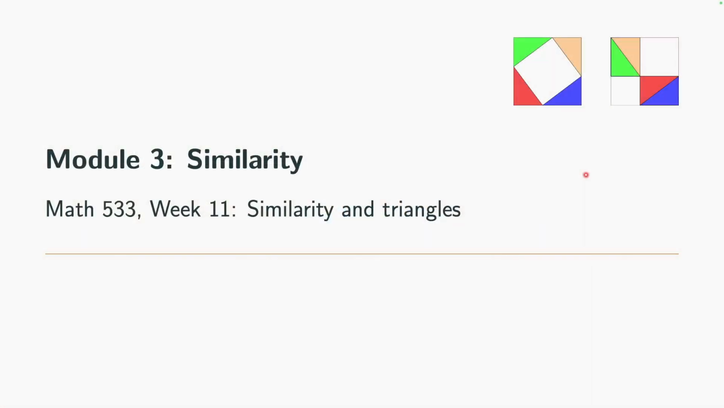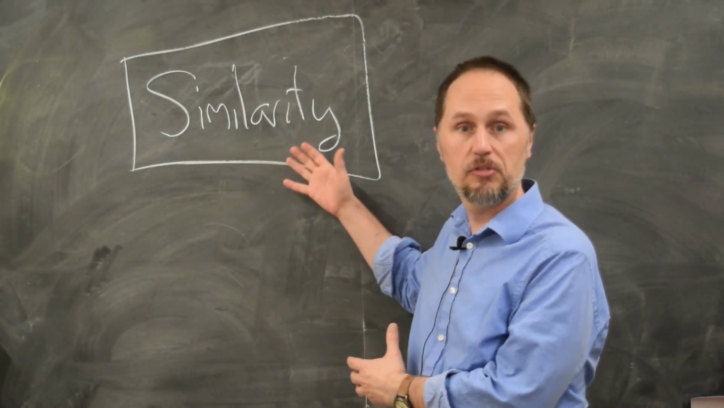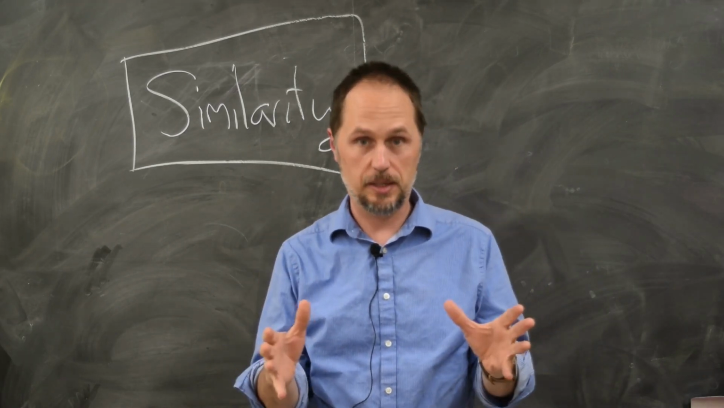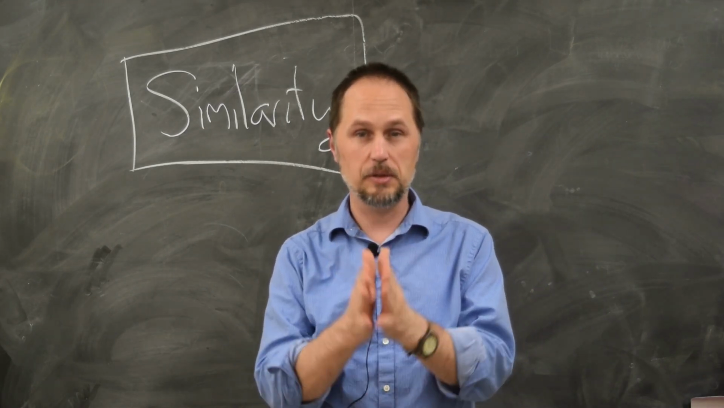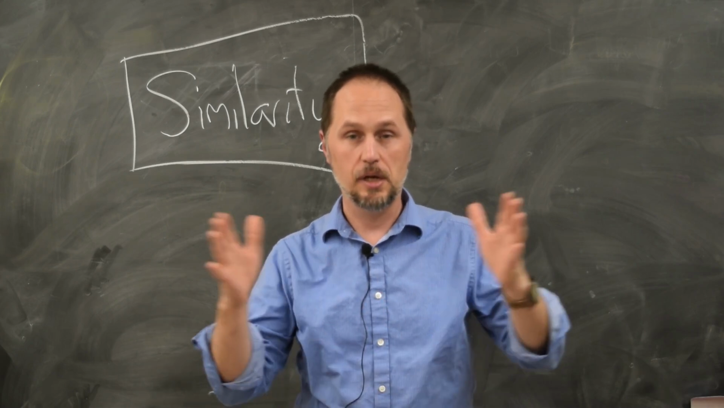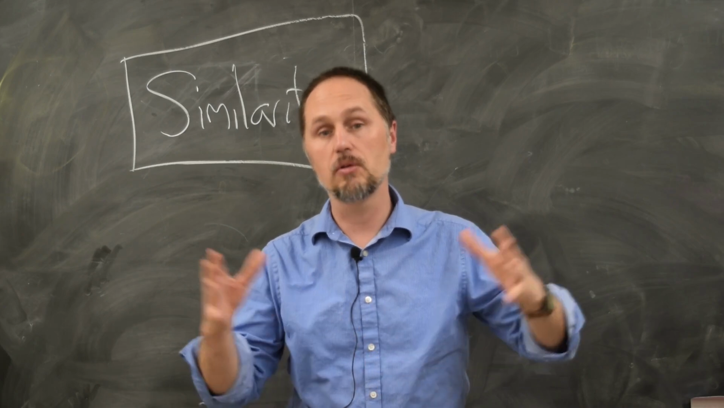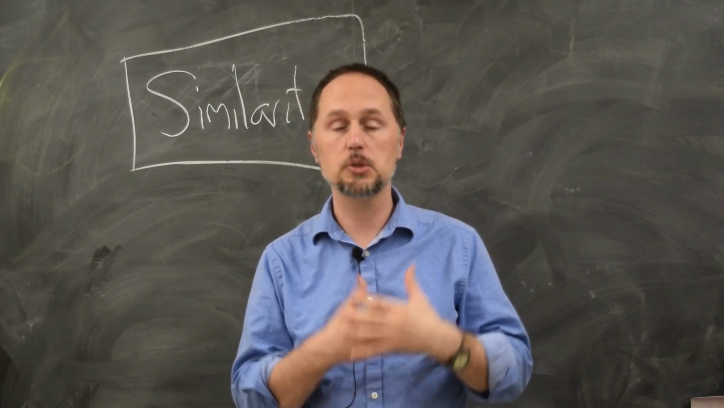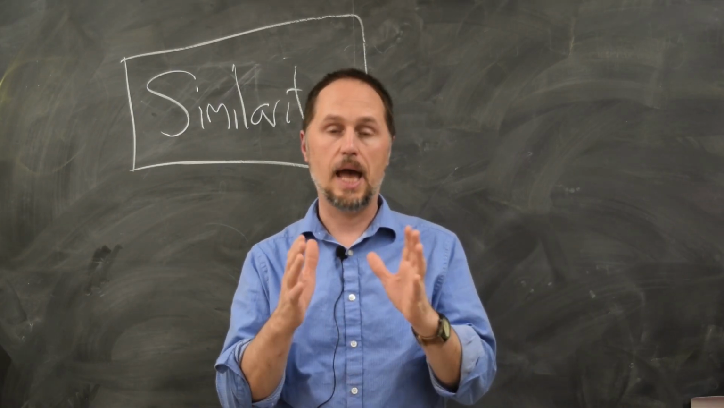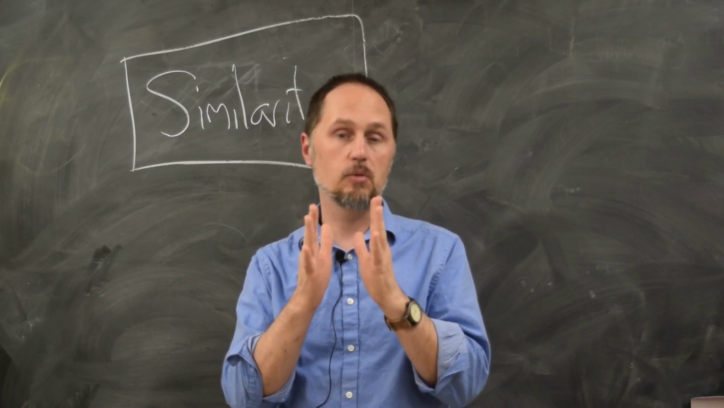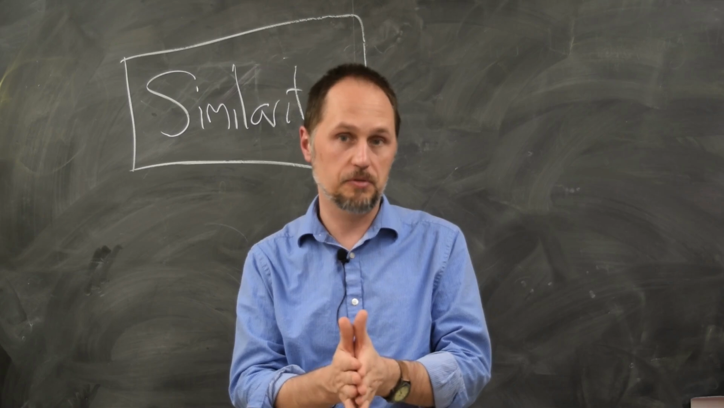This is the beginning of our third module, and this module, the last module of the semester, is about the most important topic in Euclidean geometry, which is that of similarity. So a key feature that separates Euclidean geometry from, let's say, hyperbolic geometry is the fact that you can scale things in a way that's interesting and meaningful. And we're going to look at that in some depth, and we're going to study it from multiple different angles.